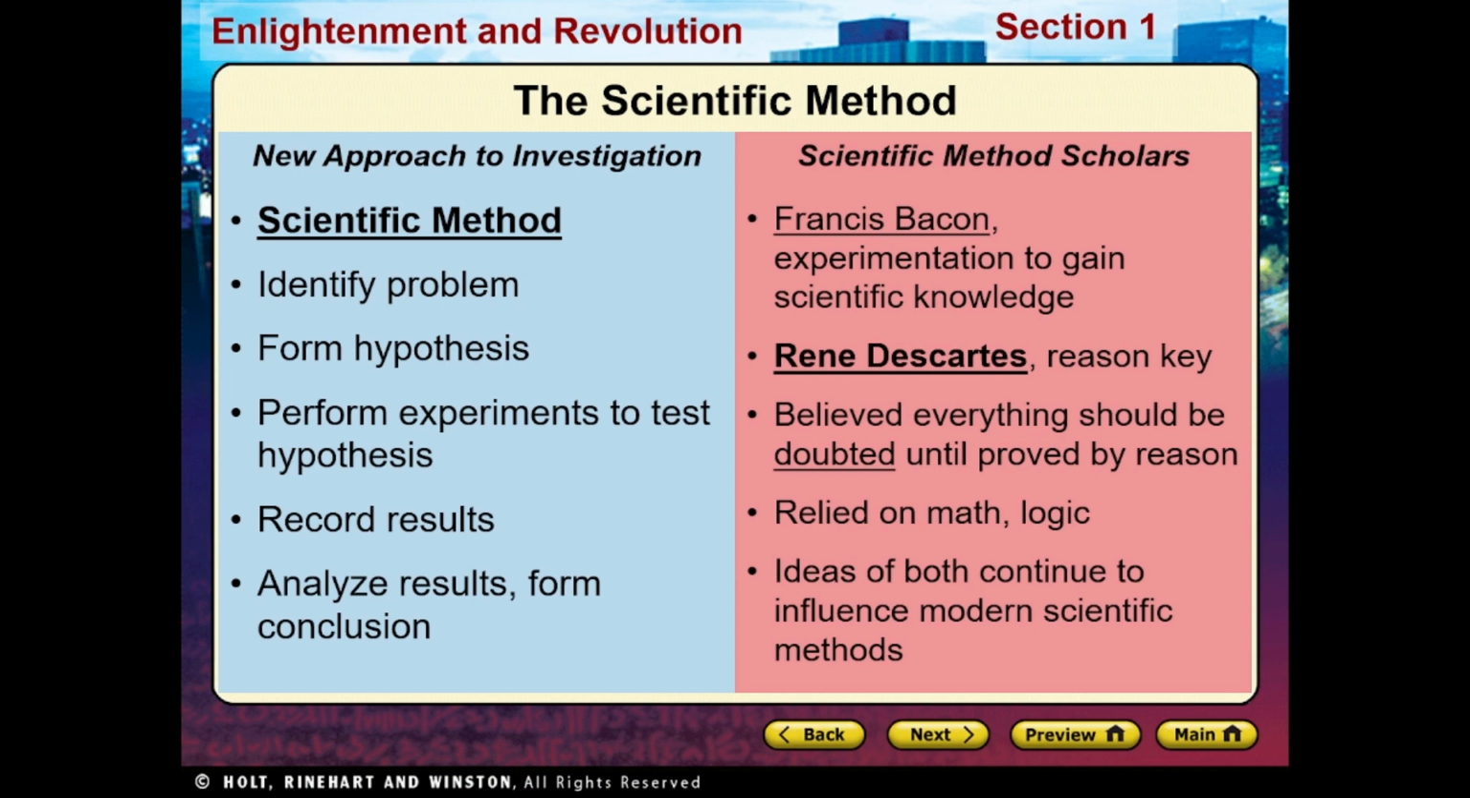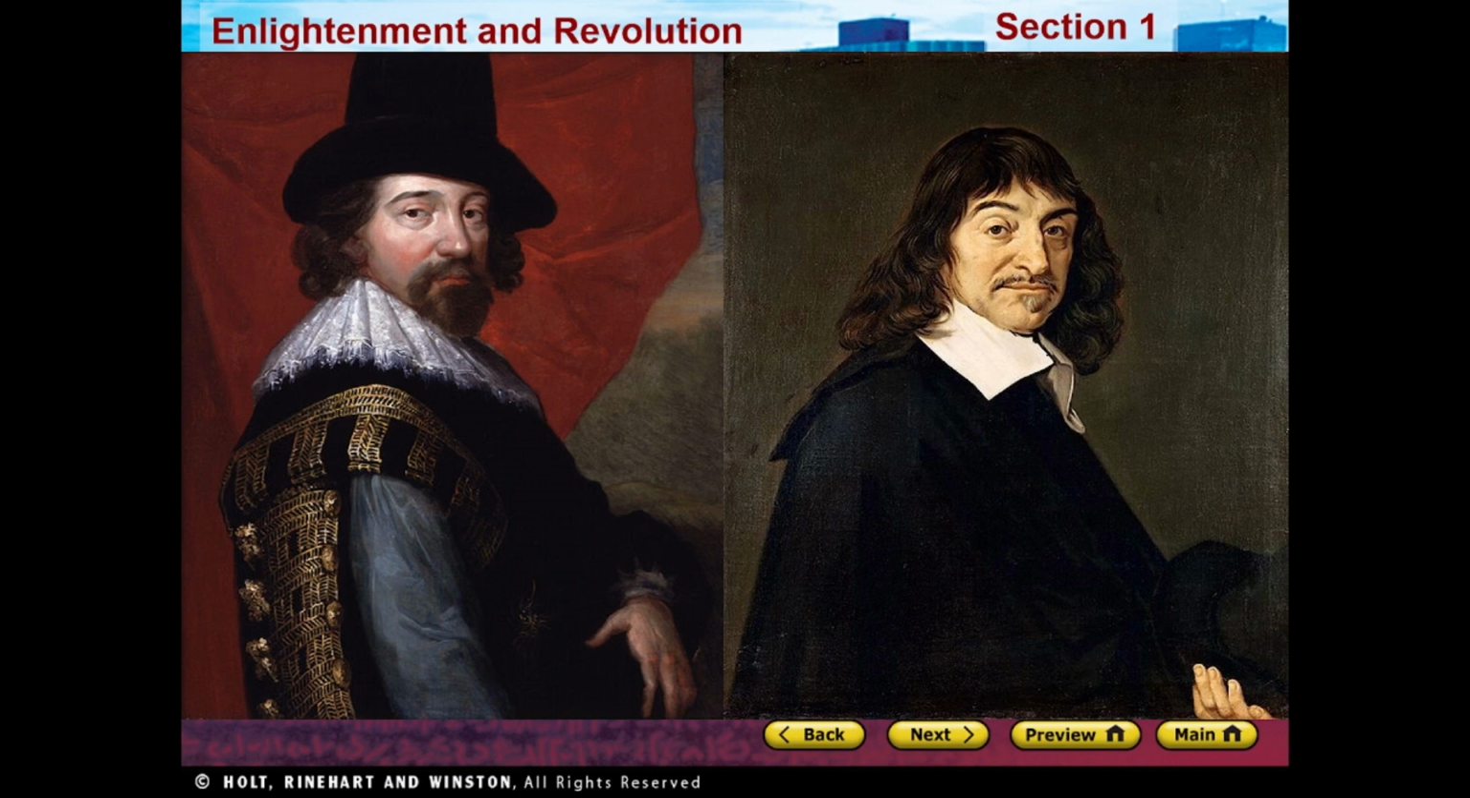The scientists. Francis Bacon: experimentation to gain scientific knowledge. Rene Descartes believed everything should be doubted until proven by reason. He relied on math and logic. Ideas of both continue to influence modern scientific methods. As you can see here, on the right side of the picture is Rene Descartes, and on the left side is Francis Bacon.